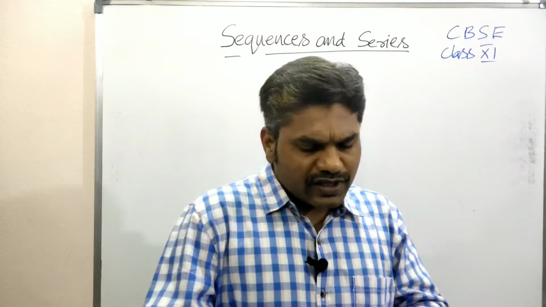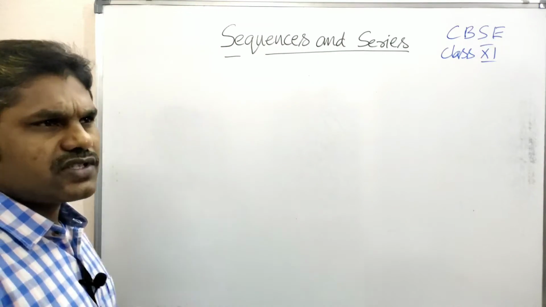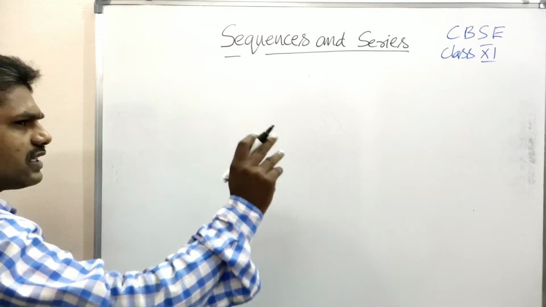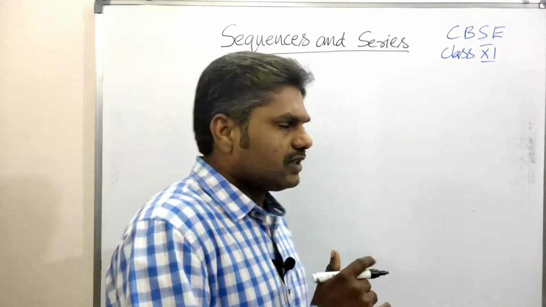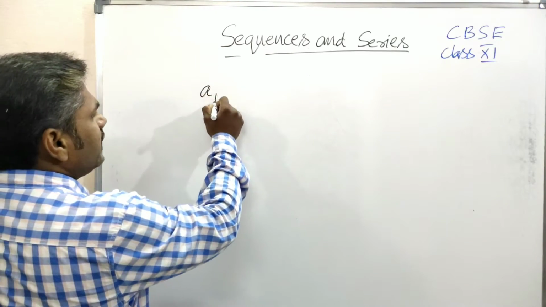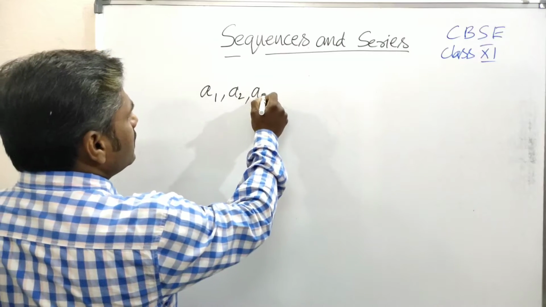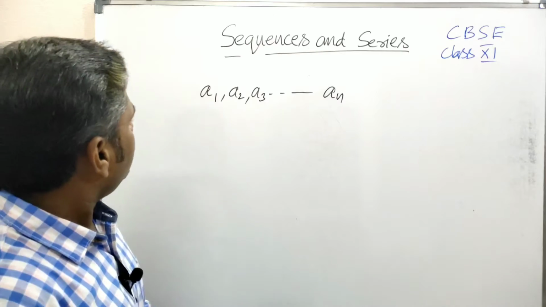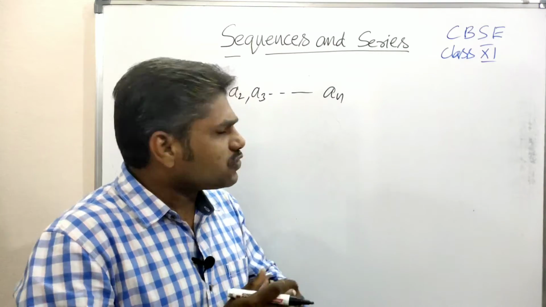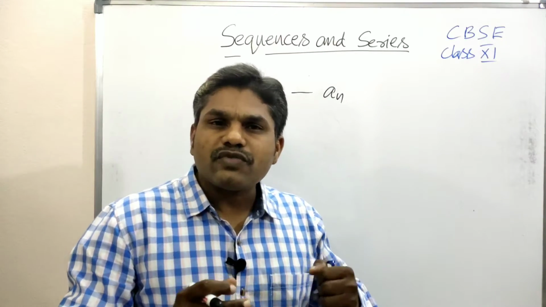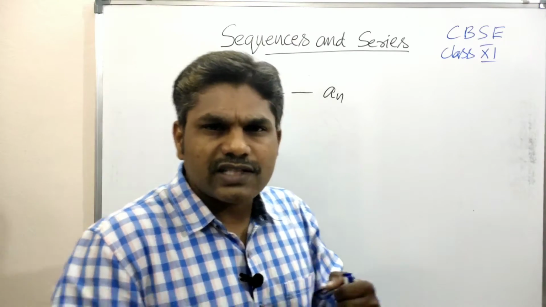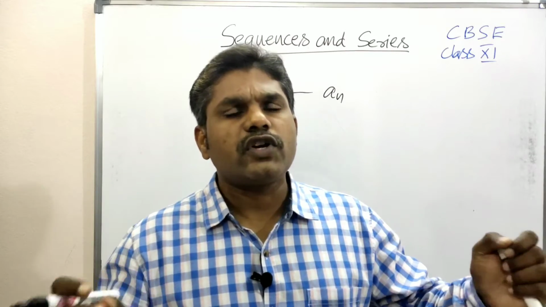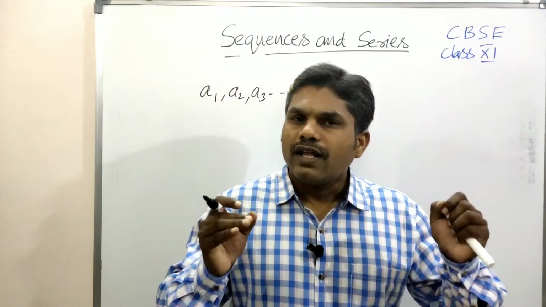Okay? See, the terms of a sequence are represented by using a1, a2, a3 and so on, an. These are the letters which are used to represent the terms of the sequence. I said that a sequence is nothing but an arrangement of numbers according to a definite rule or a particular law.